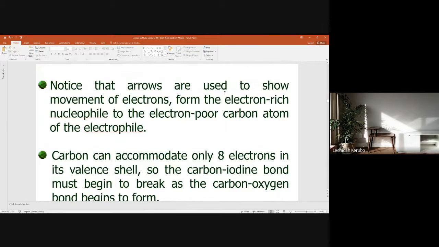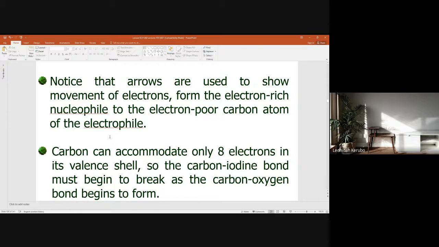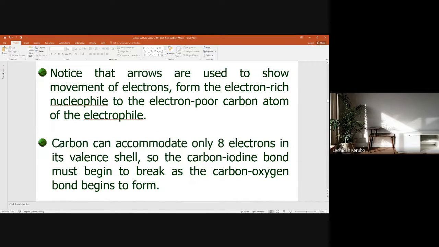Also notice that arrows are used to show movement of electrons from the electron-rich nucleophile to the electron-poor carbon atom of the electrophile. So you have to always show the arrows correctly because you are moving from electron-rich, because it has electrons to donate, to electron-lacking. It has to donate to that particular species which is lacking in electrons. So the arrows always show from electron rich to electron poor, so from nucleophile to electrophile. Don't draw the arrows opposite, but students always do that. So ensure that you are drawing the arrows correctly from electron rich to electron poor.